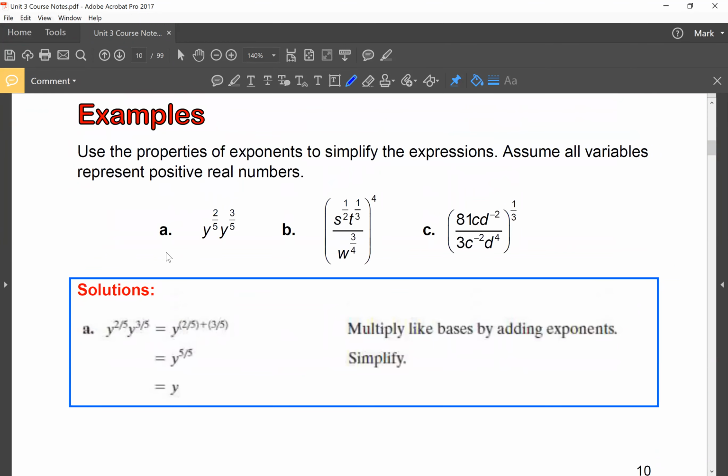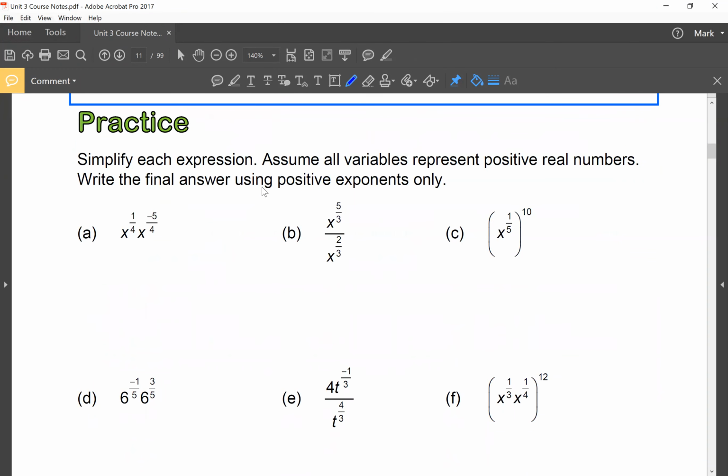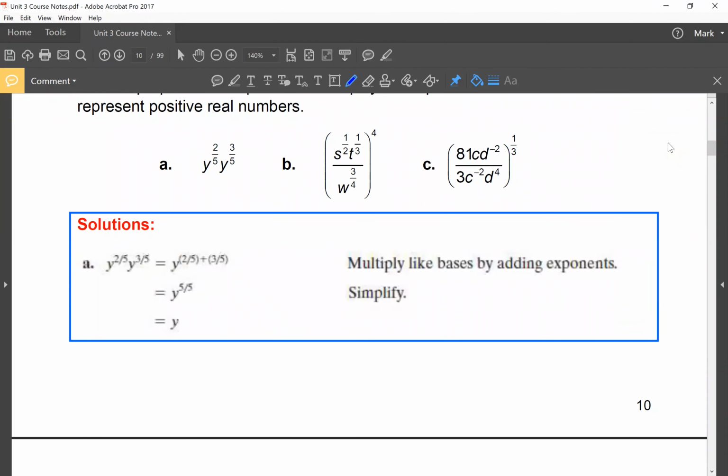It says, use the properties of exponents to simplify these expressions. So there's A, B, and C, and we'll look at three of these. Maybe I'll do a few, and I'll definitely do number B for you. Then I'll get you guys to practice. So question A, we have y to the 2/5 times y to the 3/5.